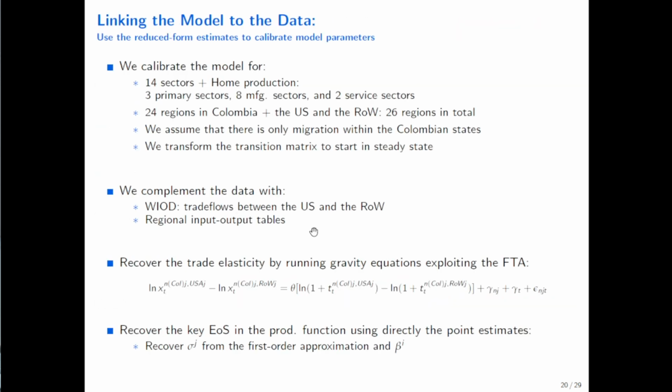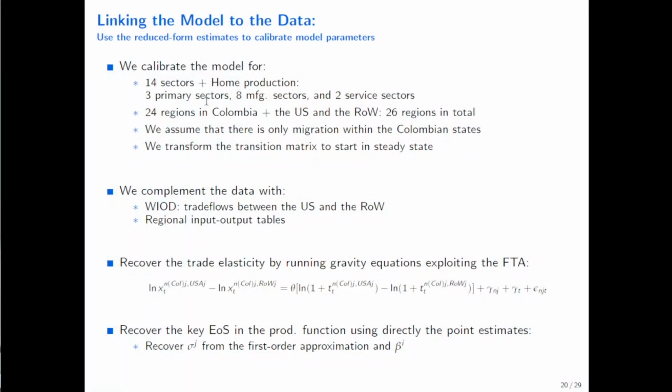Okay, so I will go to the model calibration. So we're going to calibrate the model. The regressions were run at the state 4-digit sector cell, but we cannot find all the data that we need at that level. And because we cannot find all that data, we're going to start aggregating some of the sectors. So we're going to calibrate the model for 14 sectors. You can think about this as 2-digit sectors and a home production sector. We're going to include 3 primary sectors, 8 manufacturing sectors, and 2 service sectors. We're going to calibrate the model for 24 regions in Colombia, plus 2 other regions.